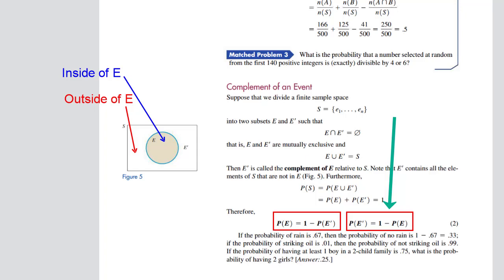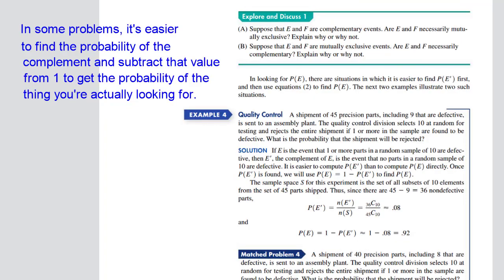If you know the probability of the complement of something, you can find the probability of the original something. Now that's going to come in real handy. We're going to see that in example 4. There are times when computing the probability of an event is really long and drawn out, and it gets easier to find the probability of its complement and then use that to find the original probability. Example 4 is a good example of that.